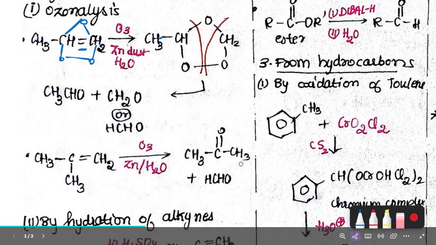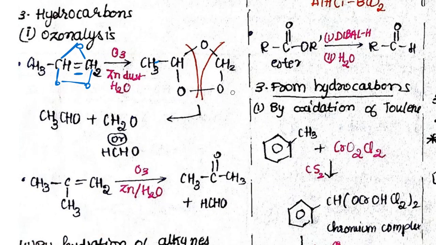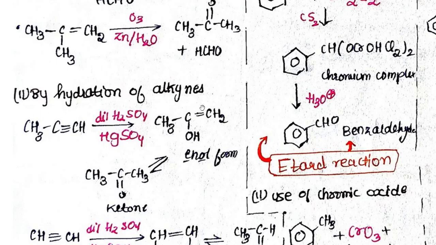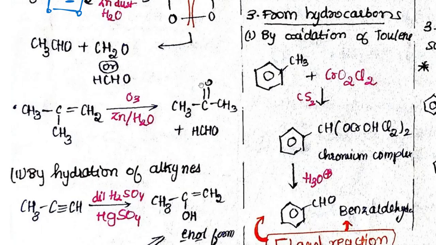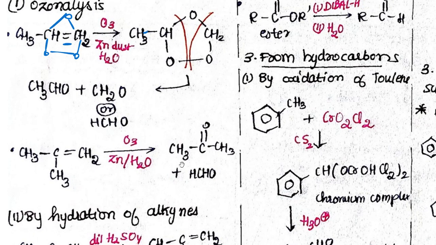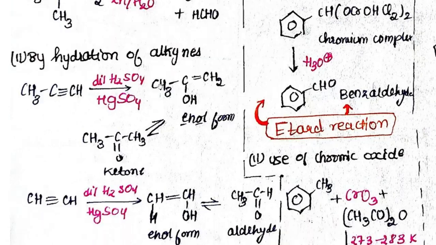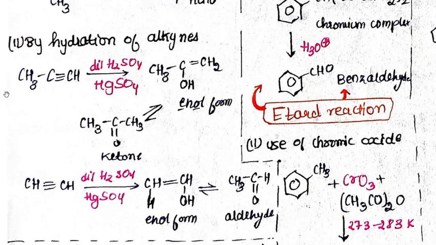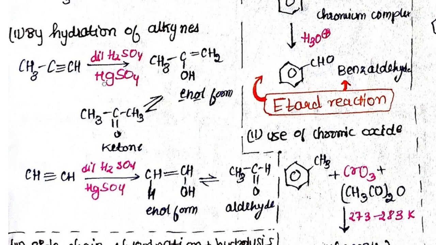Then coming to from hydrocarbons itself, the second method is by hydration of alkynes. So till now here we saw alkenes. Now we have alkynes. Means what? Triple bonded carbons, right? So CH3 C triple bond CH. Here what will happen when on the reaction of dilute H2SO4 and HgSO4? Hg is mercury. It will give us a CH3COH double bond CH2.